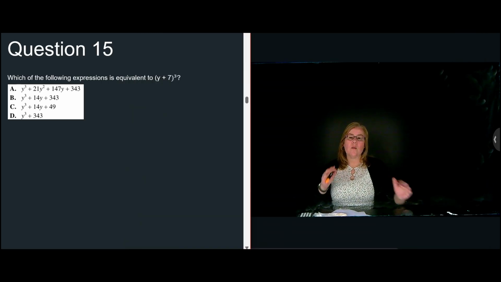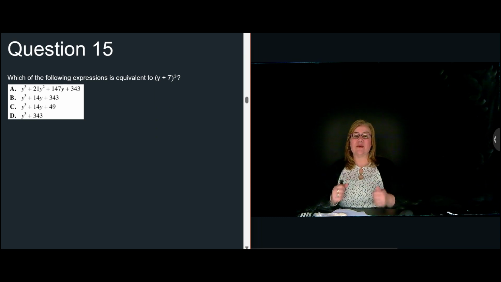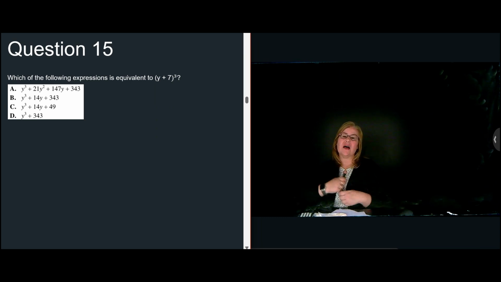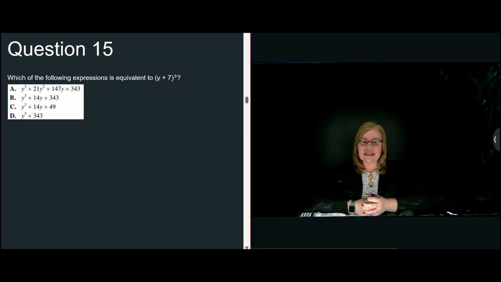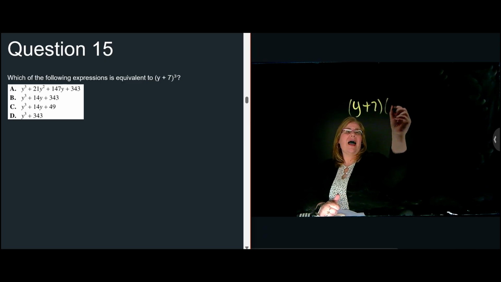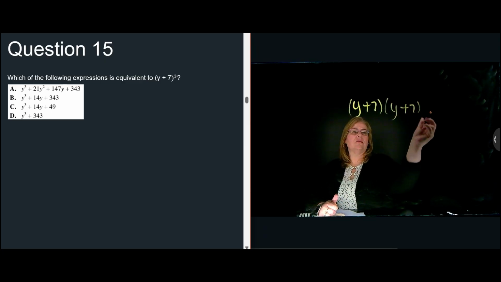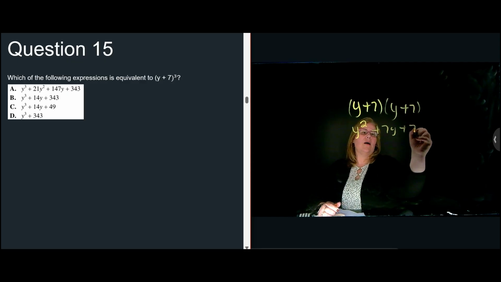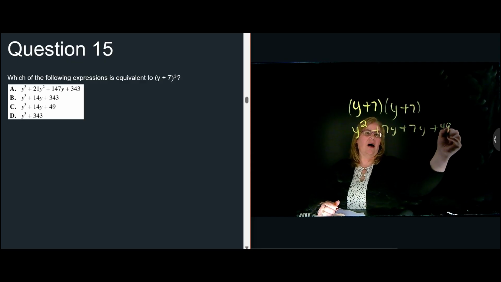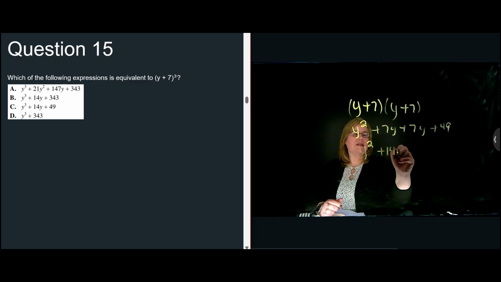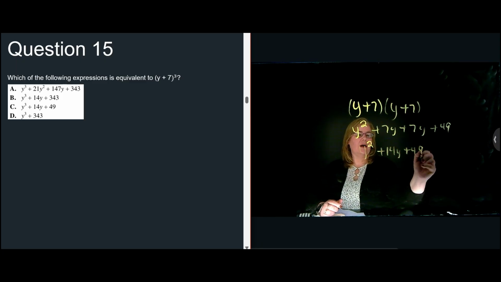So we need to remember when we're looking at these, we have this Desmos skill. If you're taking this online, you do have the option of using this Desmos. Now, if you're taking it on paper, we can take this y plus 7 and FOIL it out. So we would have y squared plus 7y plus 7y plus 49. So I would have y squared plus 14y plus 49.